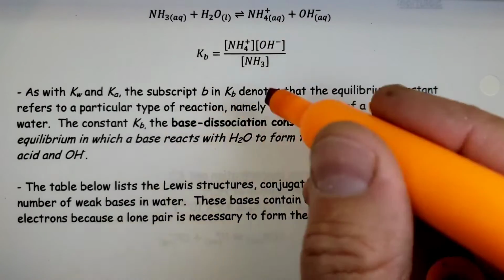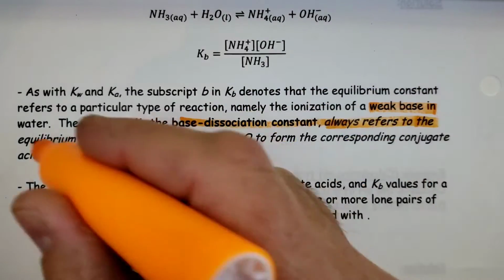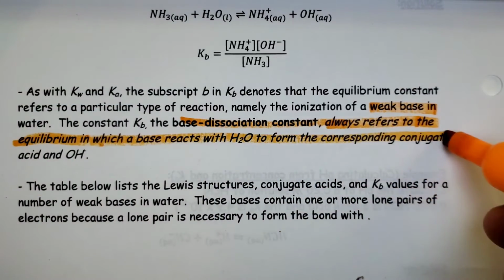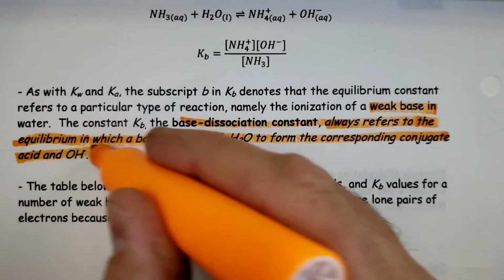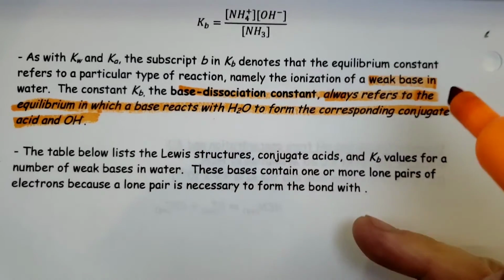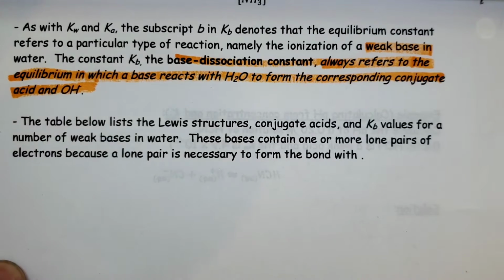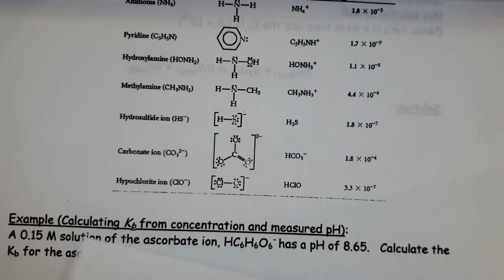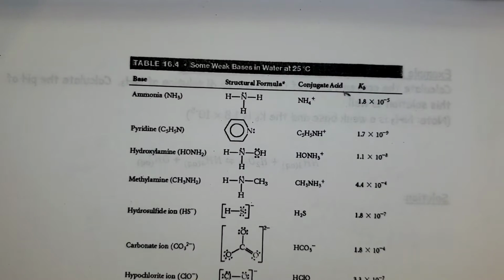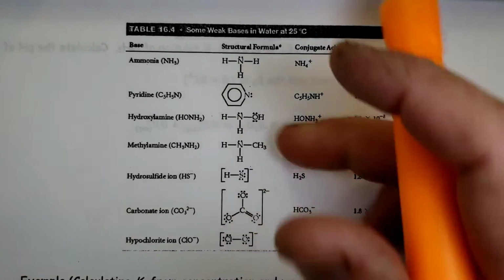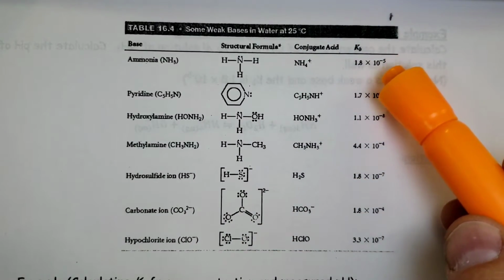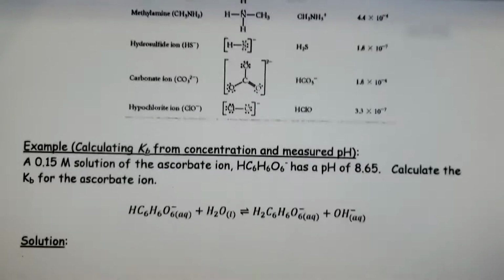The constant Kb, the base dissociation constant, always refers to the equilibrium in which a base reacts with H2O to form the conjugate acid and OH minus. The table below lists some Lewis structures of conjugate acids and Kb values for a number of weak bases in water. These bases contain one or more lone pairs of electrons because a lone pair is necessary to form a bond. So there's an example right there. And then look again, the strongest of the weak bases here, 1.8 times 10 to the minus 5, is ammonia.